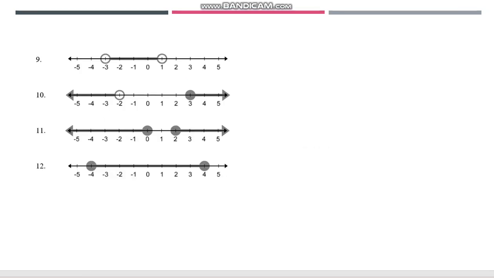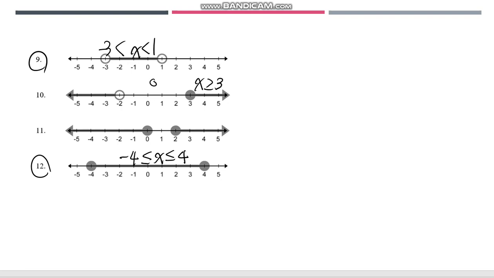And now, this one. This one is really easy. So whenever you see something like this, number 9 and number 12, they're basically the same problem. X is right here, right? And then now, excluding -3 and excluding 1. Number 12, X is including -4 and then including 4, right? And now, number 10, X is greater than 3.